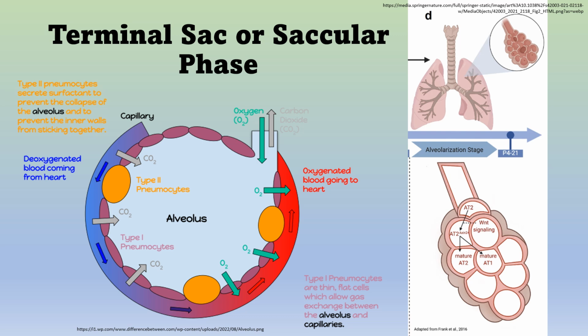It is important to note that while surfactant production begins by about the 24th week, it is not produced adequately until about the 32nd week. So the longer the fetus can remain inside their mother, the higher the likelihood that it will survive if born prematurely.